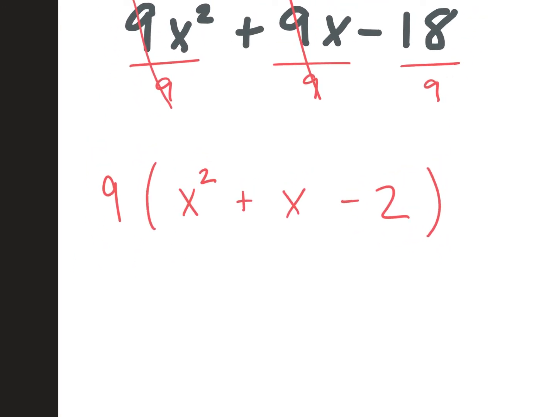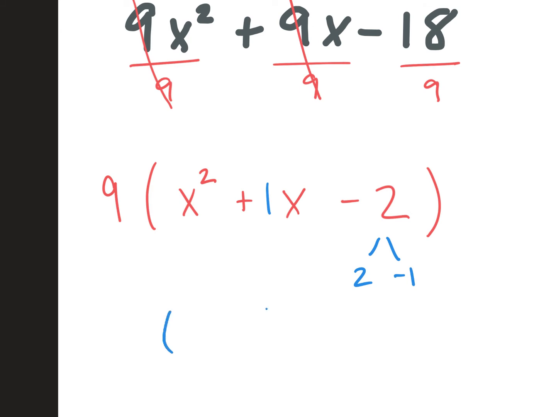So this looks like what we did yesterday. So we have to factor this. So same thing we did yesterday. What are 2 factors of negative 2 that add to 1? 2. Awesome. 2 and negative 1. Because 2 times negative 1 is negative 2, and 2 minus 1 would be positive 1.